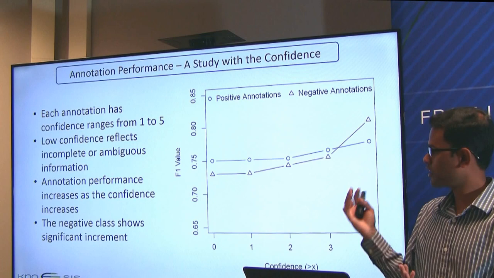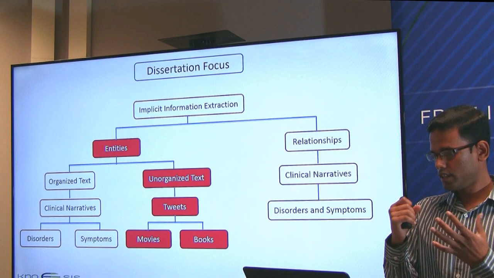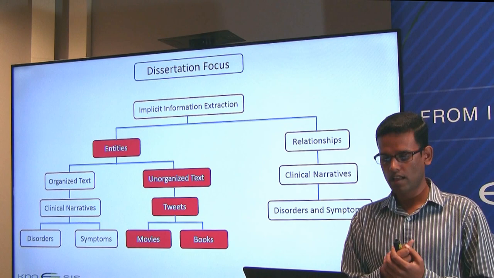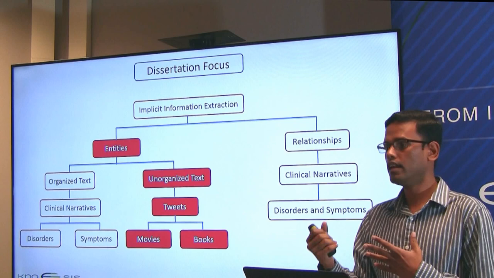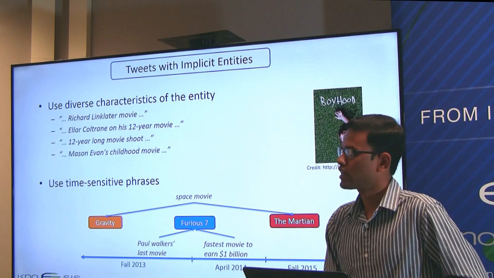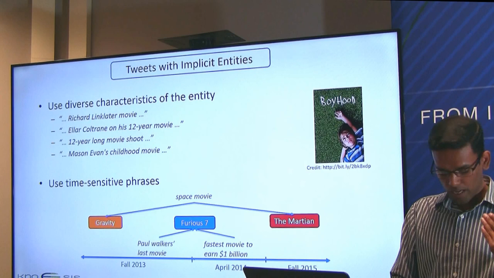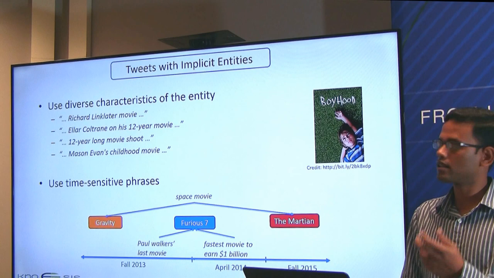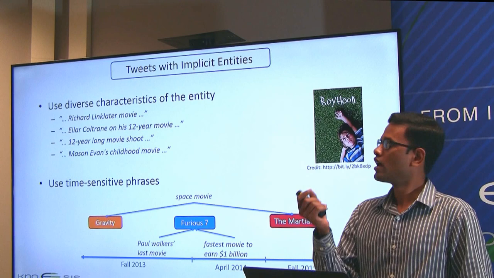Now, we just finished how to do implicit entity linking on clinical records, like organized text. Now I'm going to talk about how they manifest in unorganized text like tweets or informal text, and how to approach that problem separately. Let's look at a few examples in informal text. The manifestations of implicit entities in these two different texts show different characteristics. Earlier we had manually curated definitions. Here, these entities do not have something like that.